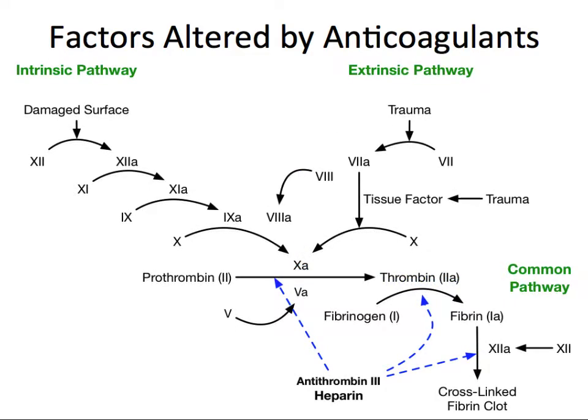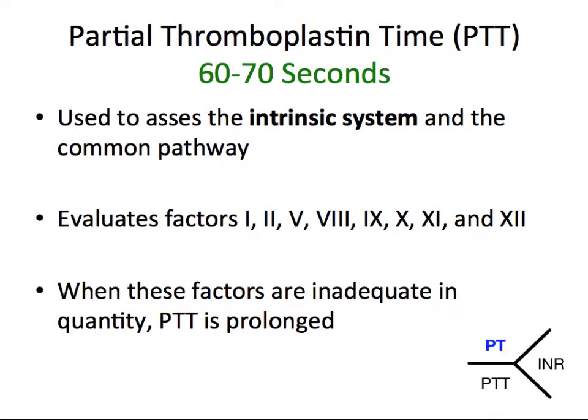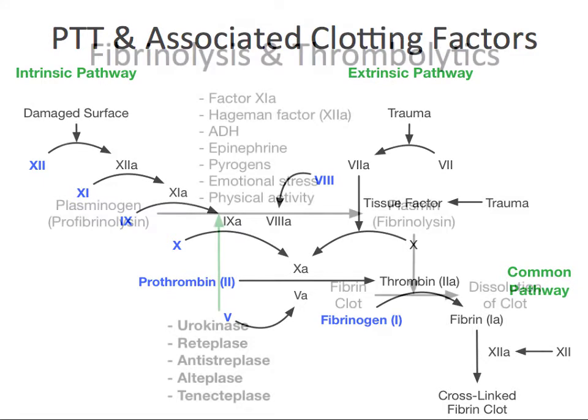Heparin, on the other hand, interferes with the conversion of prothrombin to thrombin, the conversion of fibrinogen to fibrin, and the final step of the conversion of fibrin to a cross-linked fibrin clot. The partial thromboplastin time, or PTT, is used to assess the intrinsic system and the common pathway. It's especially used to evaluate heparin. Here's an image showing the clotting factors that PTT evaluates.